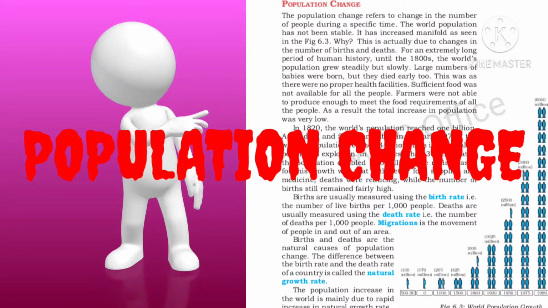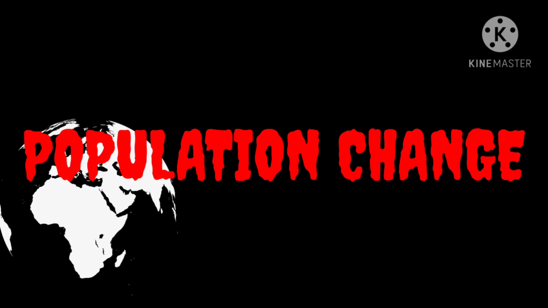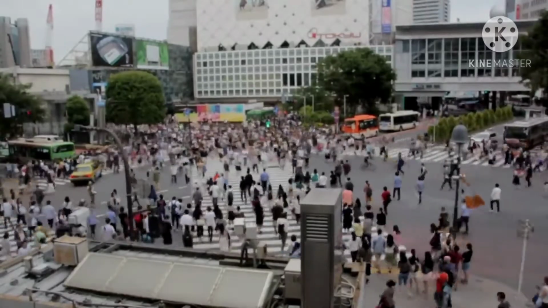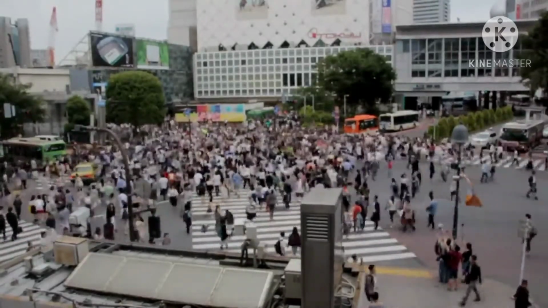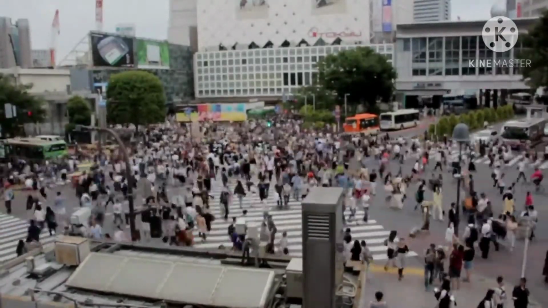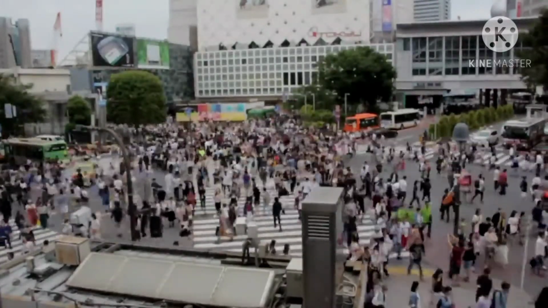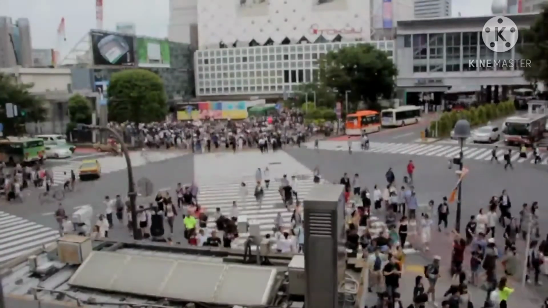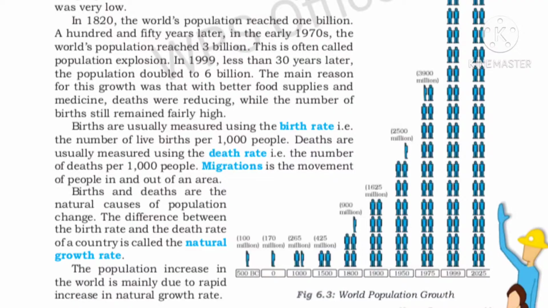Today we will read about population change. Population change refers to change in the number of people during a specific time. Specific time means a particular time. The world population has not been stable. Stable means equal, same. It has increased manifold, as seen in Figure 6.3.